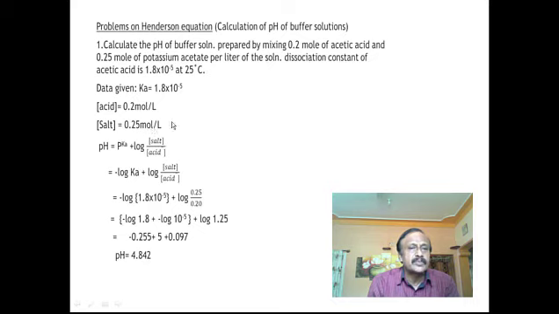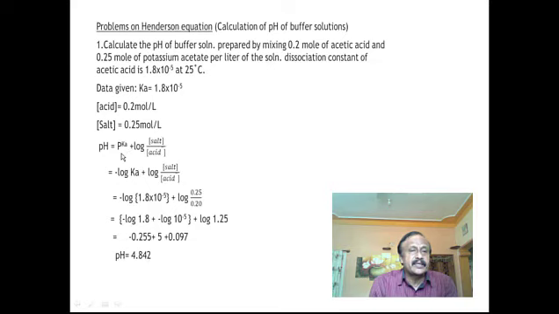Now what is the formula to be used for the determination of pH of the buffer? Note that pH is equal to pKa plus log of salt concentration by acid concentration, because here the buffer solution is prepared by mixing acetic acid and potassium acetate. Therefore the pH formula is pH is equal to pKa plus log of salt concentration by acid concentration.